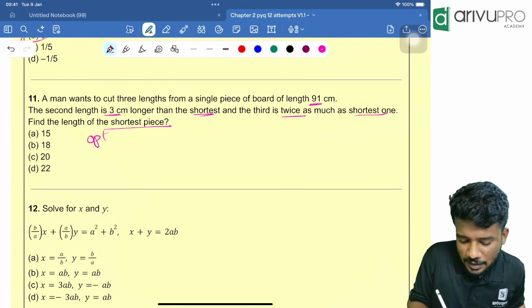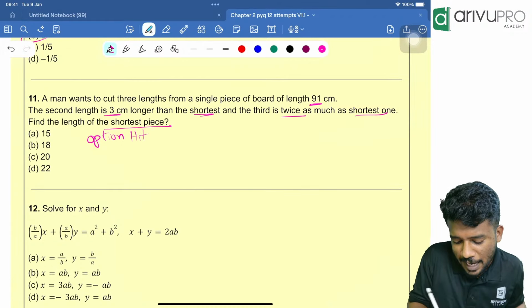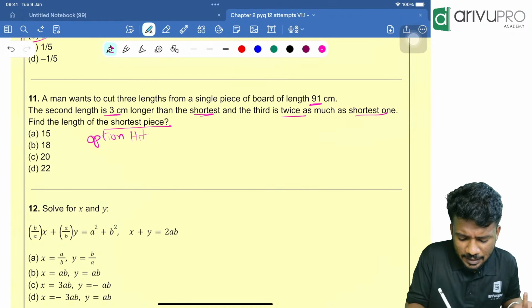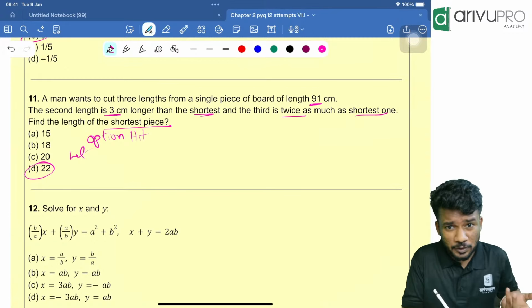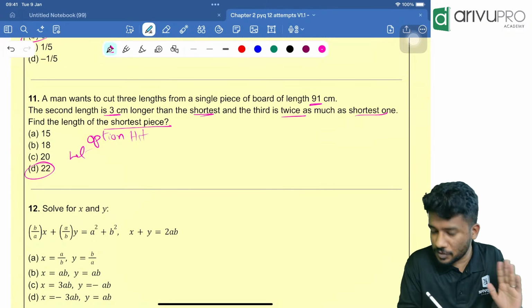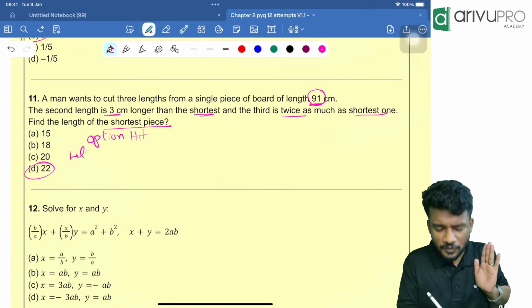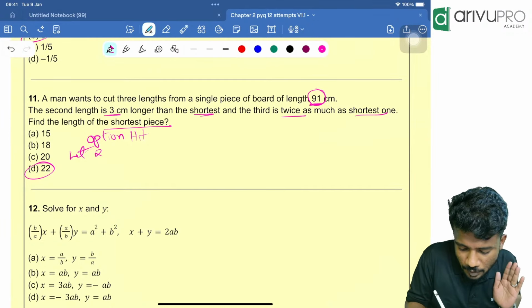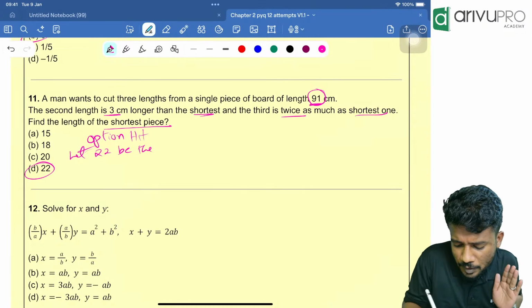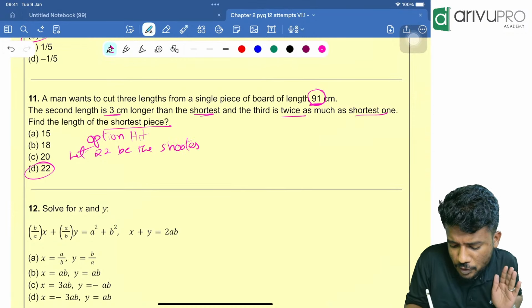People, option hit and check. Let us take option D, 22, because it's a bigger number. That's why I took it first, because we need to take 21 in total. That's why I took 22 first. So let 22 be the shortest length.